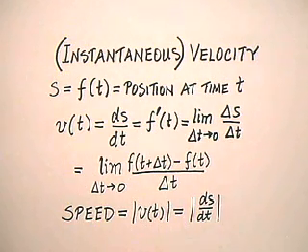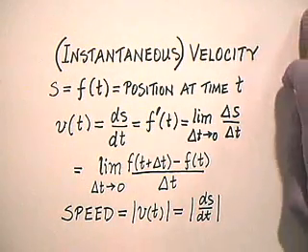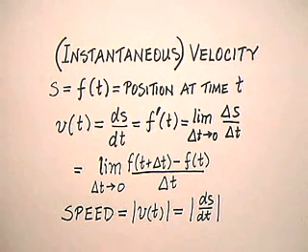Now, often in everyday language, we speak of velocity and speed interchangeably, but the reality is velocity and speed are technically two different things. So in physics and in mathematics, when we use the term speed, what we mean is the absolute value of the velocity. So that would be the absolute value of ds/dt.